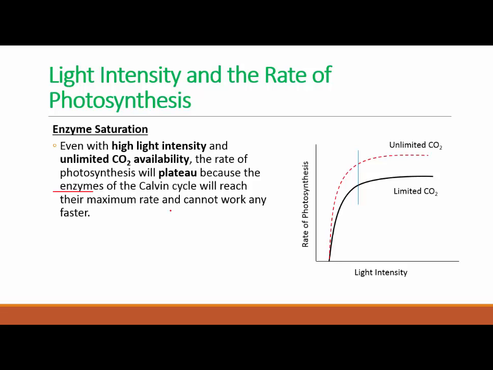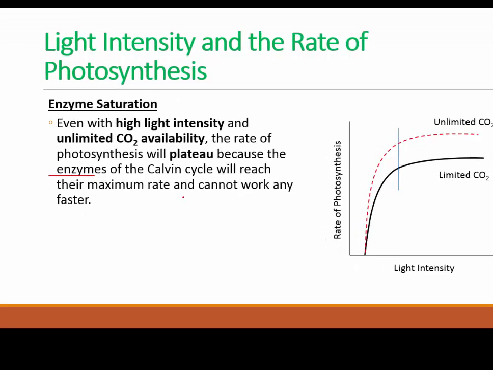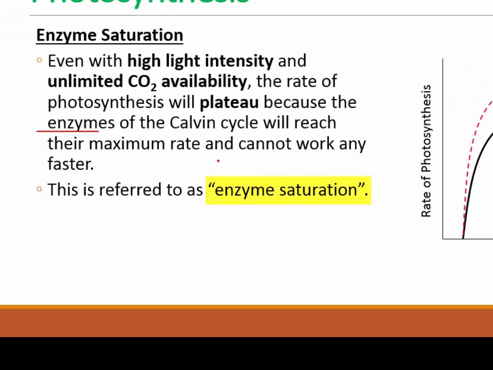And just because you have tons of NADPH and ATP and tons of CO2, and you say, okay, so work faster, CO2 combine with this and that, and use the ATP and NADPH, the enzymes have only 2 hands, let's pretend, right? And they can only work so fast. So even if you have unlimited everything, the enzymes are going to reach a point at which they just cannot work any faster, and this is called enzyme saturation.